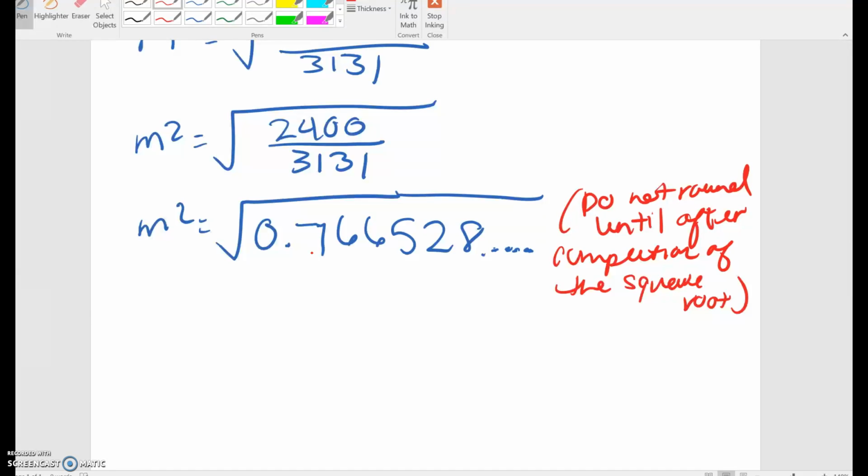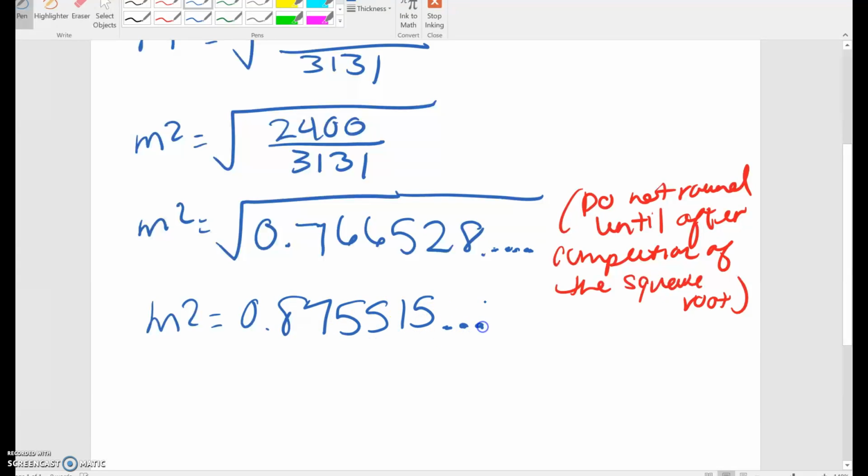So the square root of that entire number, your answer, comes out to be 0.8755515, and it has a whole bunch of numbers behind it. So I'm just going to round that off to the 100th place. So your answer should be 0.88 meters squared.